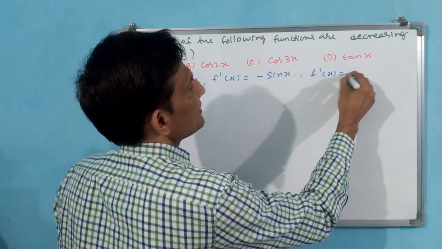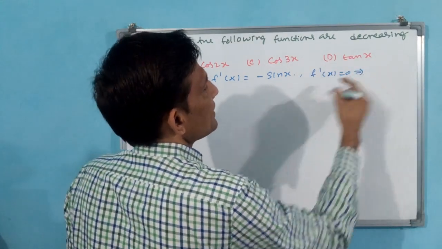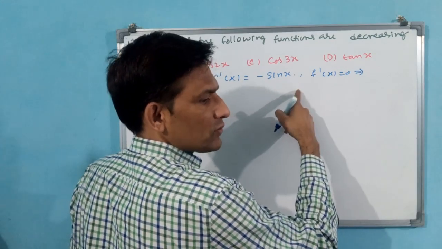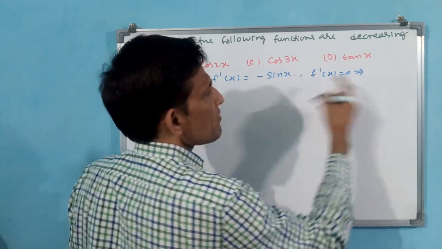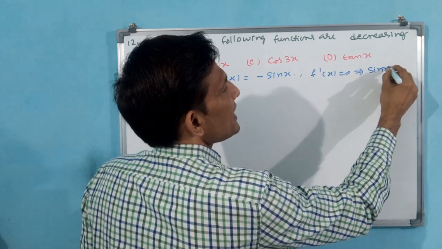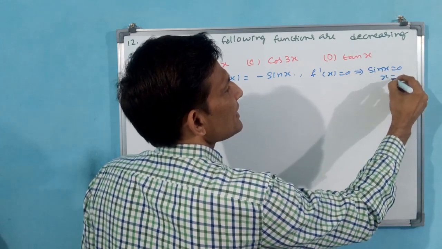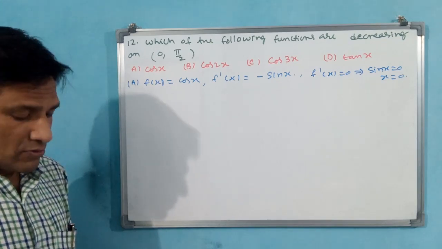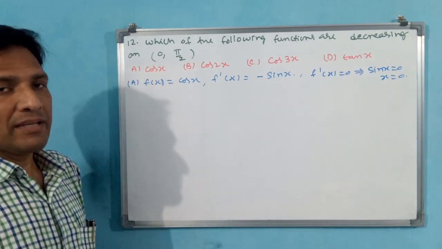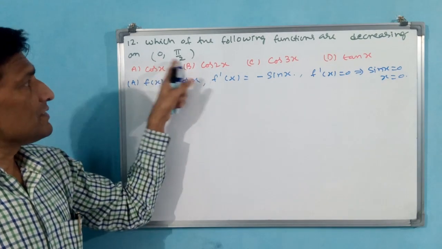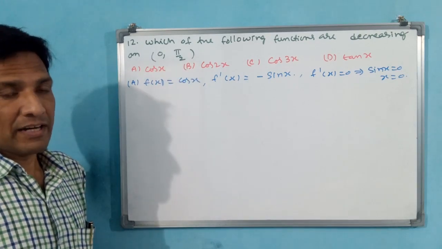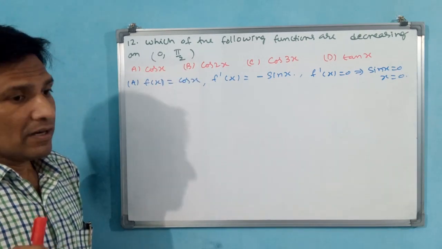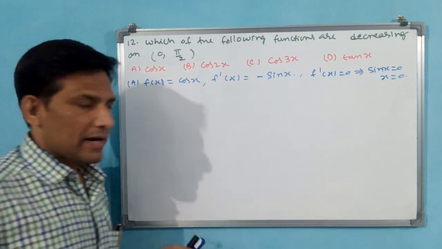f'(x) is equal to 0 implies, see, minus of 0 is also the same. Total 0 means sin x you have to make 0. sin x is equal to 0. That means x is equal to 0. See, why have you written x is equal to 0 only, not pi? Because the interval is 0 to pi only. But okay, you see what I am telling.